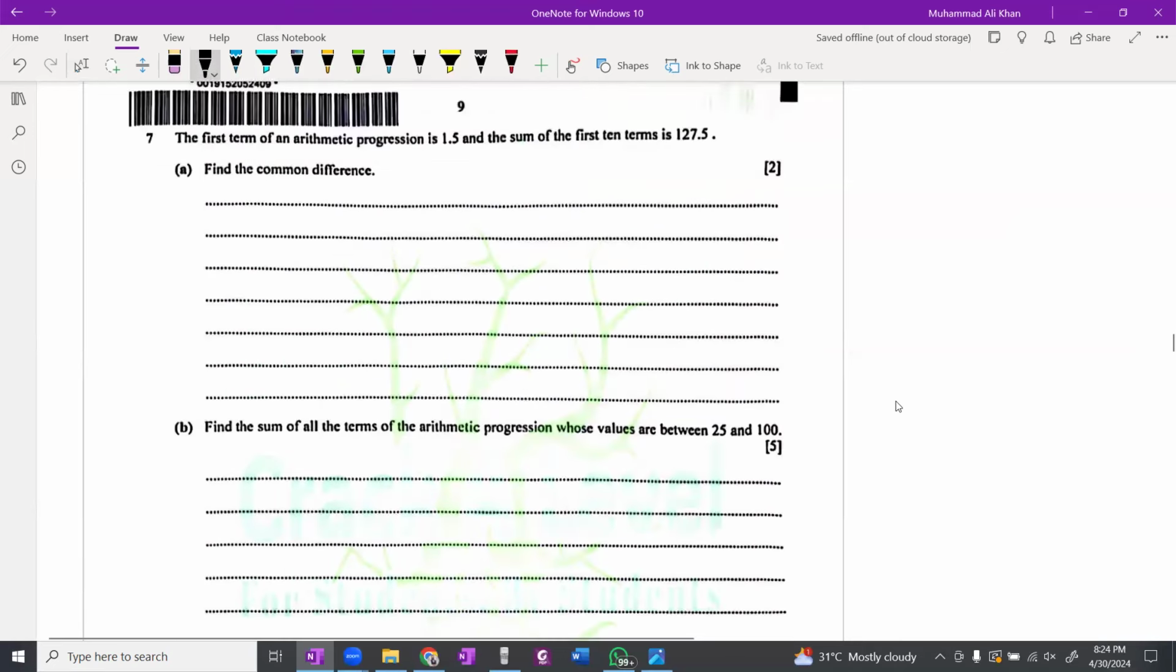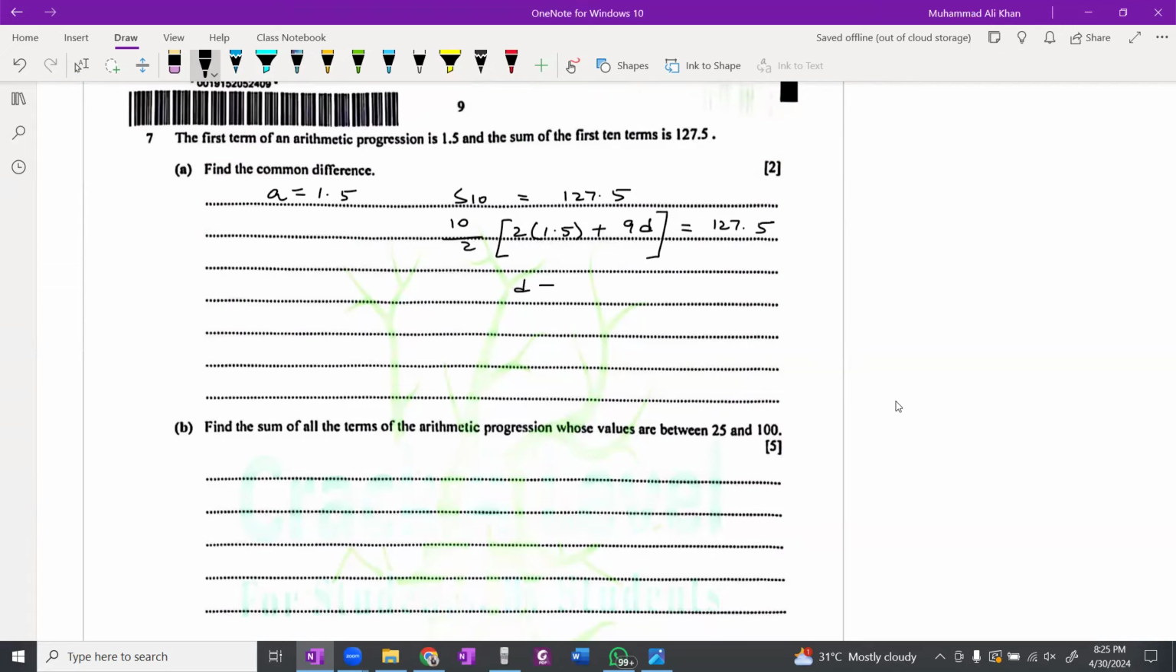Next question, question number 7, is about the series progression. The question is: the first term of an AP is 1.5 and the sum of the first 10 terms is 127.5. The first term is 1.5. S10 is 127.5. We have to calculate the common difference by using the formula of the sum, n by 2 times 2a plus (n minus 1), 10 minus 1 is 9, d, equals 127.5.